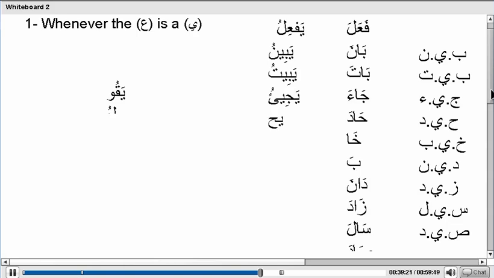حدا يحيد. He turns aside. Instead of he turned aside, he turns aside. Present, that's all. That's the only difference. خاب يخيب. خاب يخيب. يخيب was originally what?